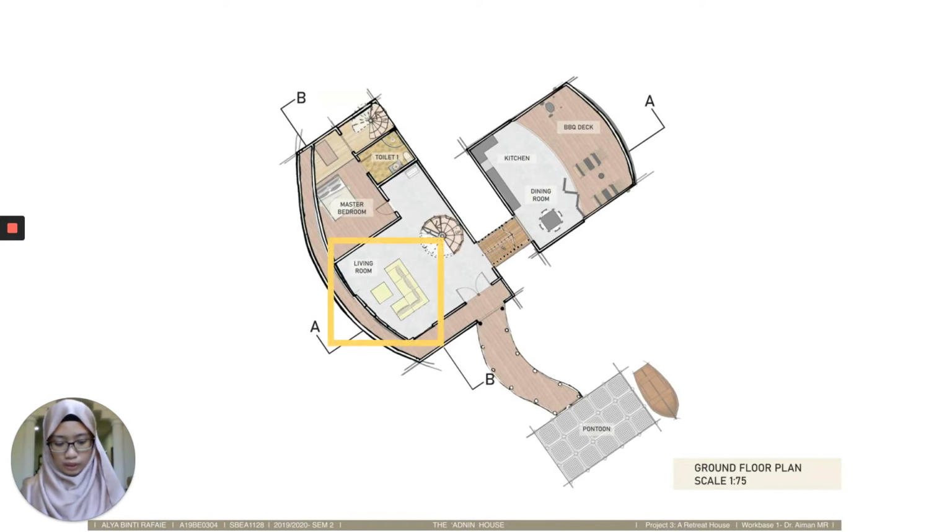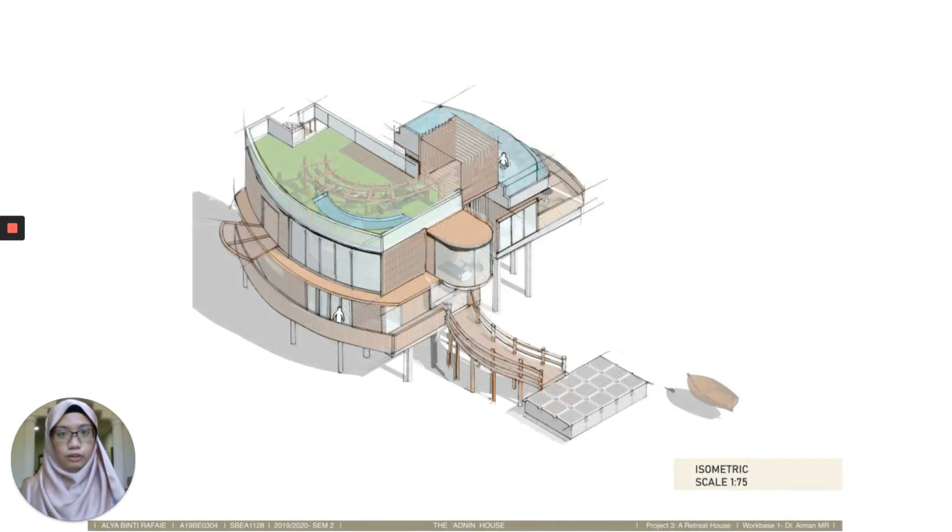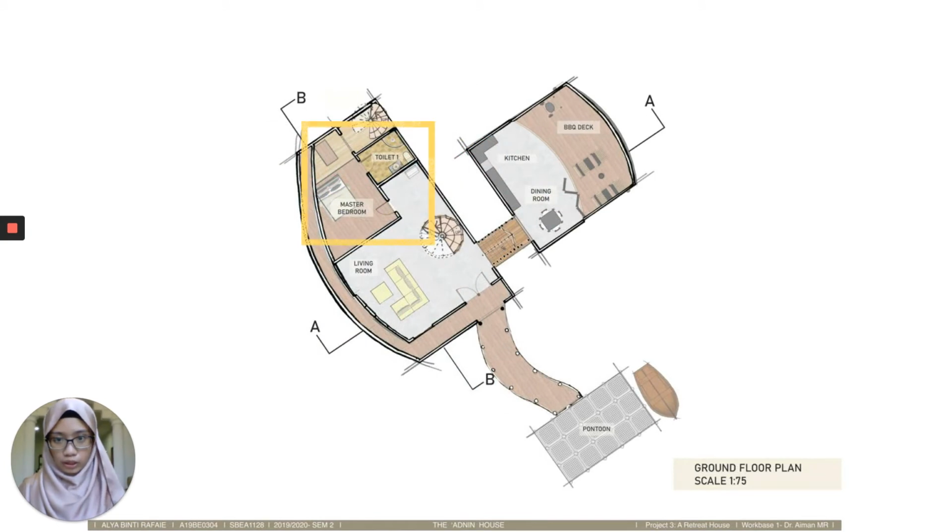From the front door, you will enter the living room. There are sliding doors next to the living room that lead to a narrow balcony. At the other end, there is a master bedroom and a toilet. As you can see, there is a distinct space at the far end of the bedroom.